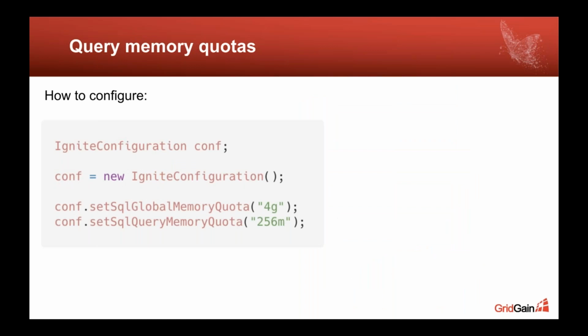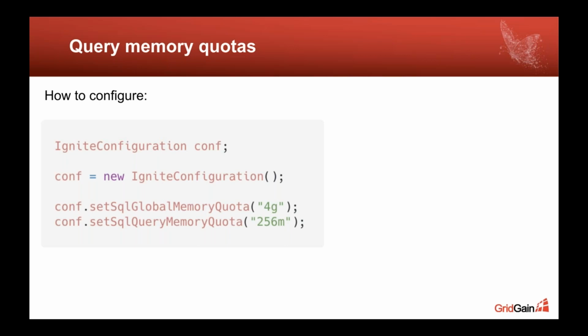The option is the query memory quotas feature. So look at this simple example. Here we have two properties. The first of them is SQL query memory quota. It limits how much memory any single query on a single node can take.